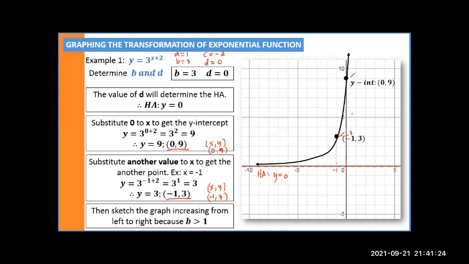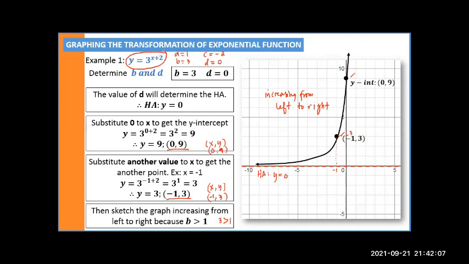So dahil meron na tayong dalawang point, sapat na yan para ma-graph natin o ma-sketch natin yung behavior ng graph. So tandaan, sketch the graph increasing from left to right because b is greater than 1. Because 3 is greater than 1. Kaya ang behavior ng graph natin is increasing from left to right. Okay? So increasing from left to right. So, ito na ngayon yung graph ng ating example number 1.